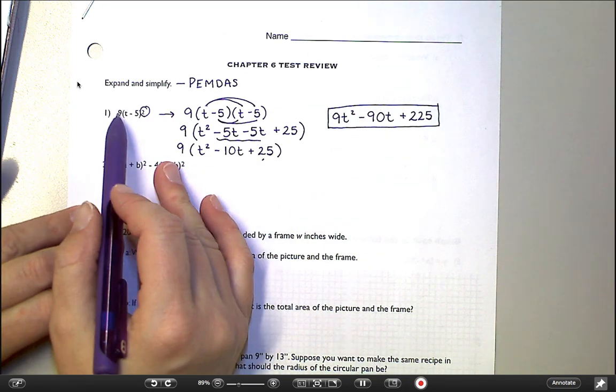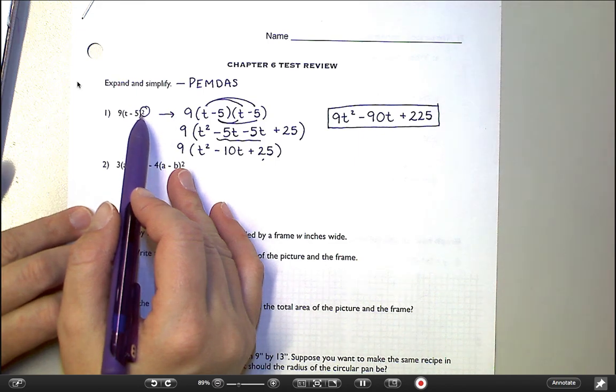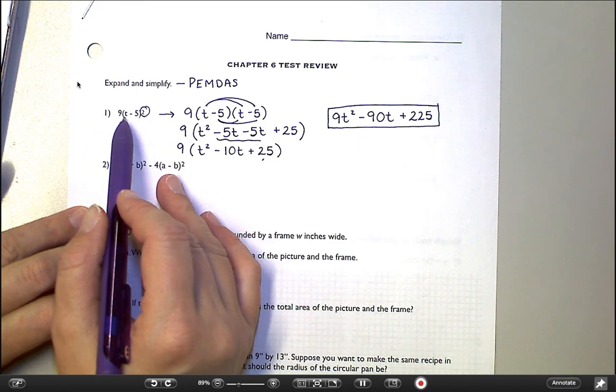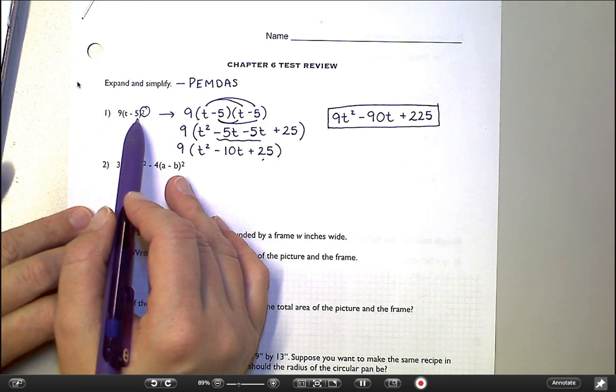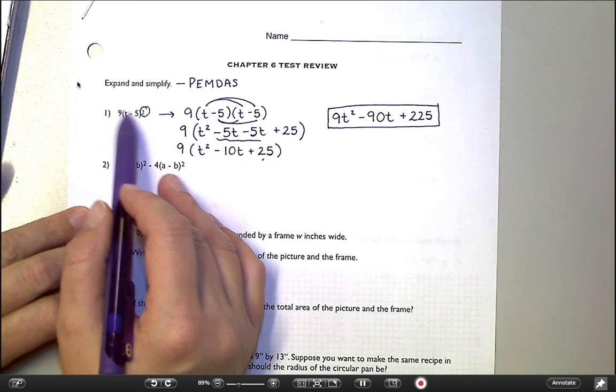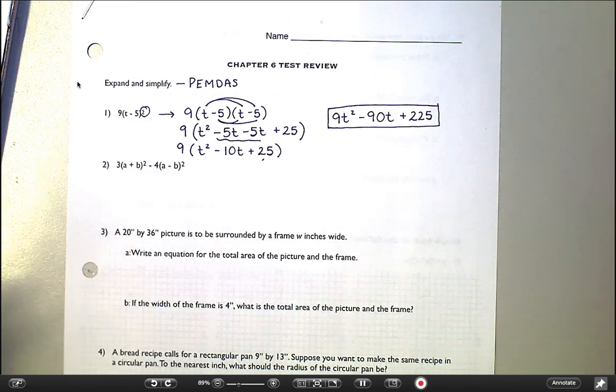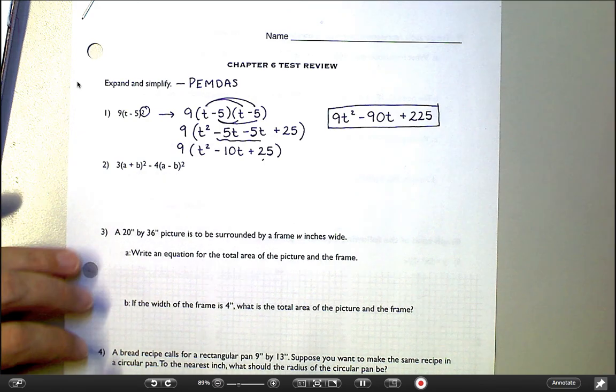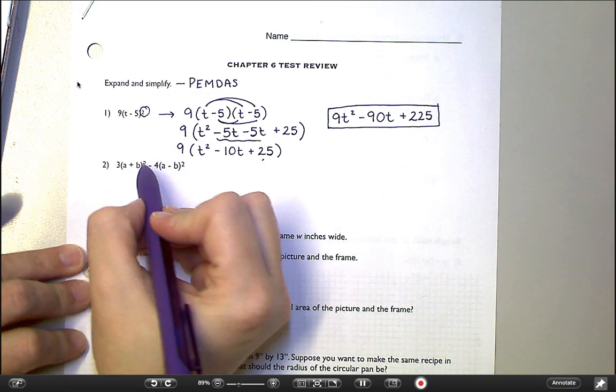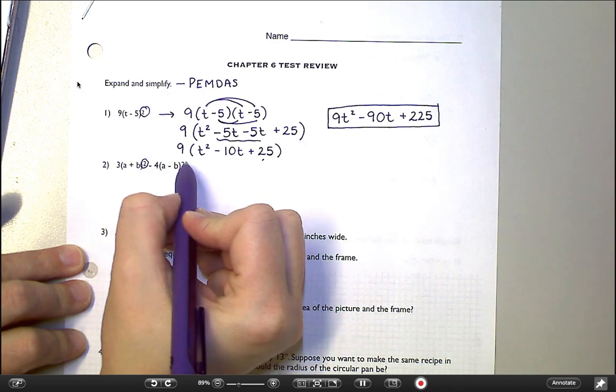We don't want to end up squaring the 9, okay, because the way this is written, the square only applies to the parentheses, all right? And so if you do the 9 into the parentheses first, you end up squaring it, and you don't want to square it. Okay. So let's keep all of that in mind when we look at number 2, that we're really paying close attention to order of operations, which means I'm going to do my squaring first.